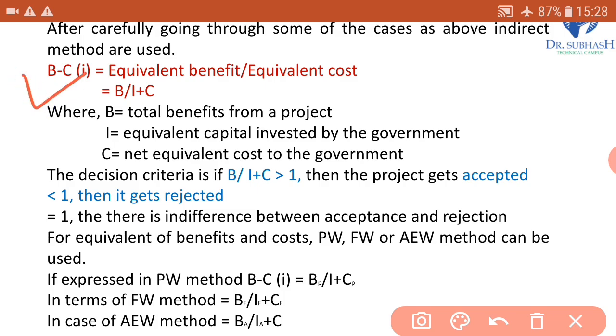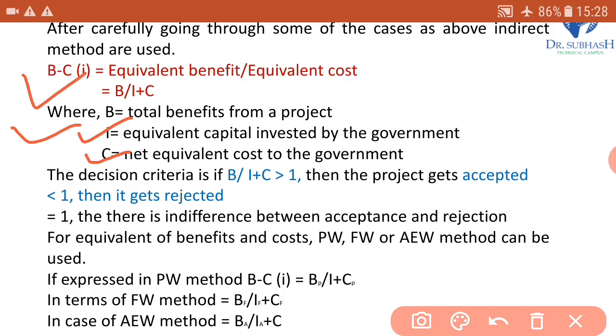Benefit cost is equal to equivalent benefit divided by equivalent cost. So it is equal to B upon I plus C. Now what are the notations? Where B is equal to total benefits from the project, I is equal to equivalent capital invested by the government, and C is equal to net equivalent cost to the government.